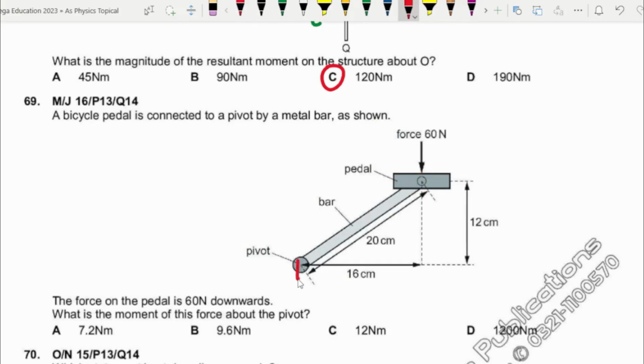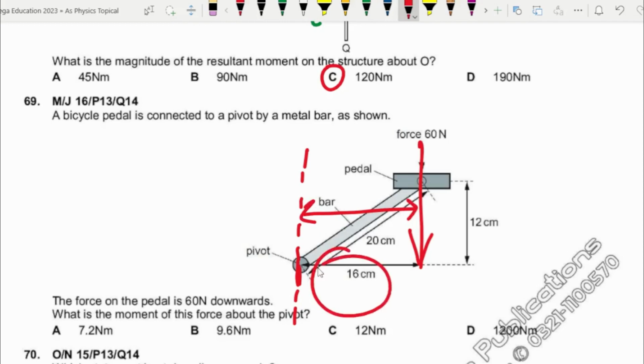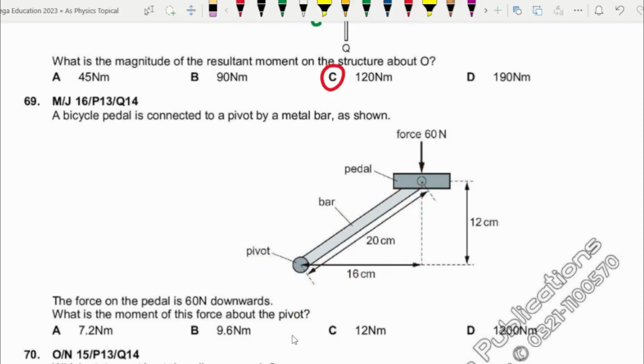So this is your pivot, and this is your line of action of force. Now the thing is, do we have the perpendicular distance between the pivot and the force? Yes, we do. The perpendicular distance is given here, 16 centimeters. We can convert that into meters. So this is your force, and 16 centimeter is the perpendicular distance of that force from the pivot.